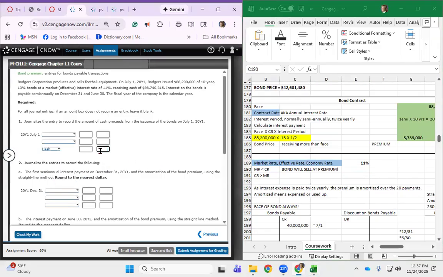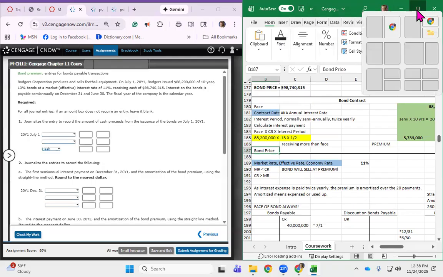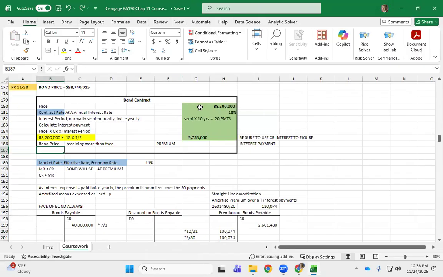Put down how much cash came in for your bond. Mine is 98 million. I'm going to put this right up here. My bond price is 98 million. I probably do overkill on this, taking notes of the bond characteristics, but this was a very difficult subject for me at one time. I have to be very meticulous when I put my stuff in because I really want to get it right.